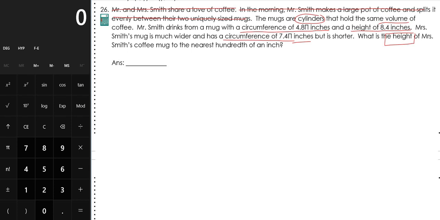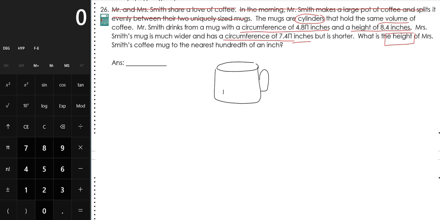Well, let's get a visual going. I'm very visual. Most of us are. So let's start drawing something. I'm going to draw a mug for Mr. Smith and a mug for Mrs. Smith. So this is where I'm Picasso. Okay, Picasso's coming out. So it's a cylinder. That's not very good. Let's try this again. Here we go.